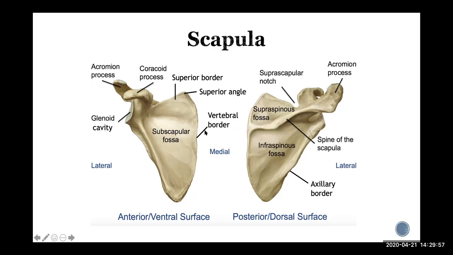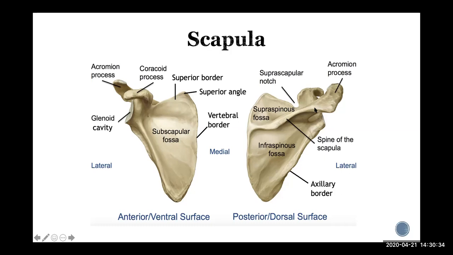Okay, so these are fossae, much like the subscapular fossa on the other side, but these are, of course, on the posterior side of the scapulae, and one is above the spine, and the other is below the spine. Okay, so that's 3 fossae for your scapulae. Subscapular on the anterior side, supraspinous above the spine, and infraspinous below the spine on the posterior side of your scapulae.